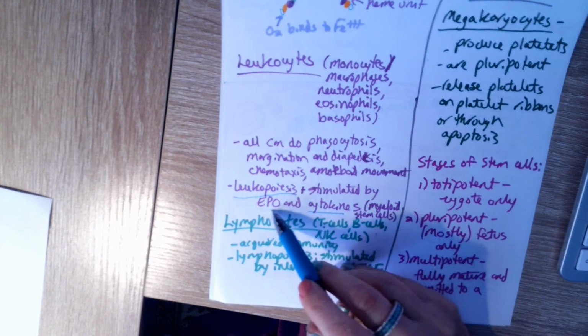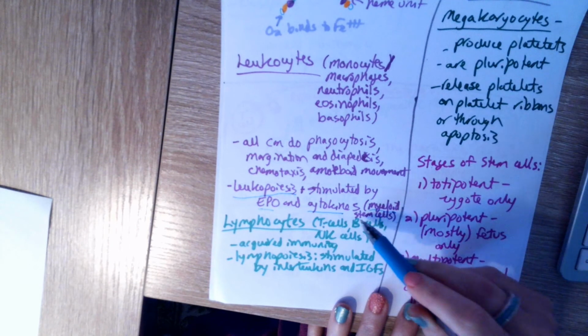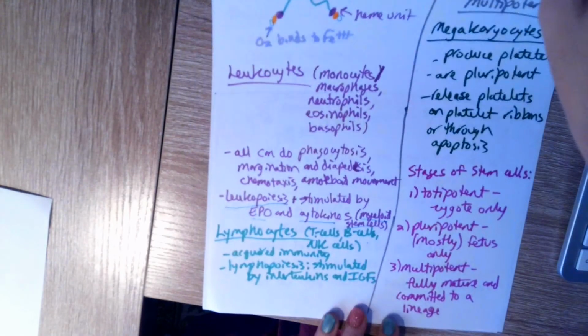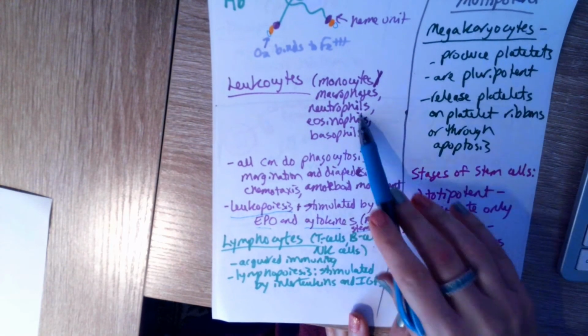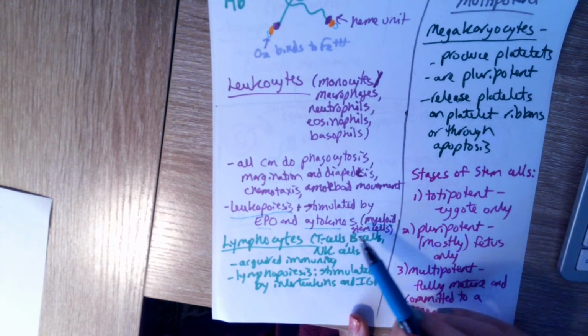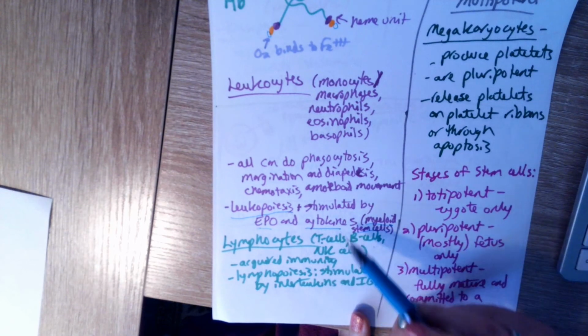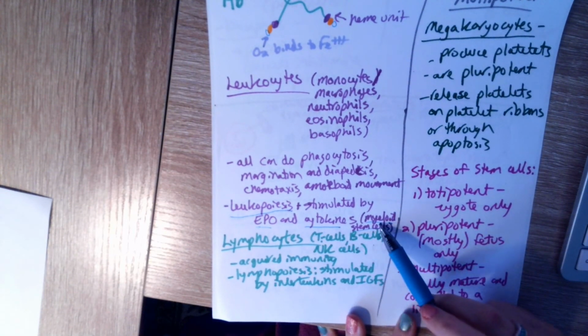That's stimulated also by EPO because it's going for the same sort of stem cell, the myeloid stem cells that were responsible for erythropoiesis. So EPO just blanket stimulates the myeloid stem cells to produce leukocytes and also erythrocytes. But various cytokines coming from other white blood cells can also stimulate leukopoiesis from those myeloid stem cells.